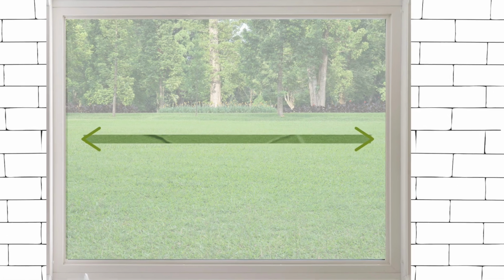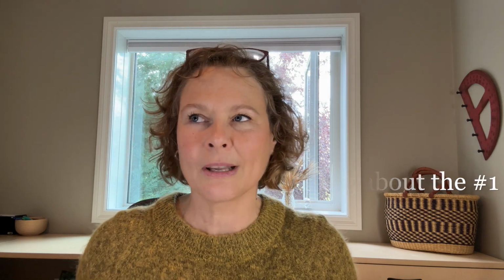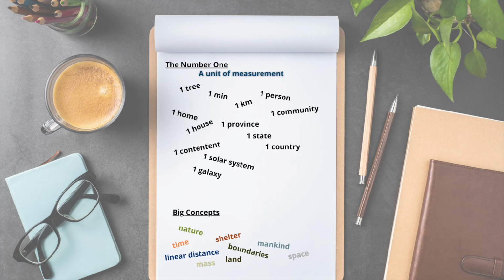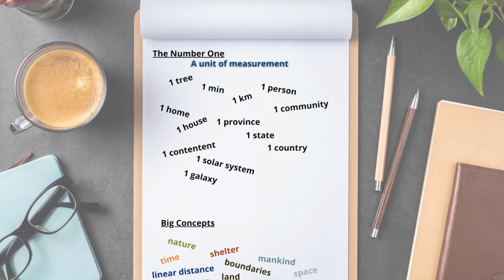floor, on a window. Okay, I want you to write down everything you know about the number one. Use examples. The number one has a lot of potential to be a very big concept. 1 tree, 1 minute, 1 kilometer, 1 person, 1 community, 1 house, 1 province, 1 state, 1 country, 1 continent, 1 solar system, 1 galaxy.